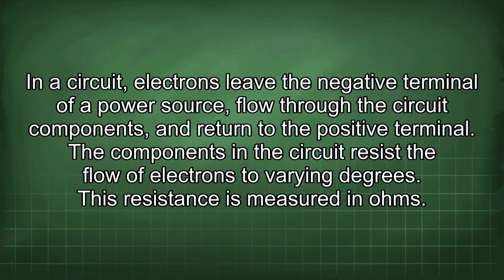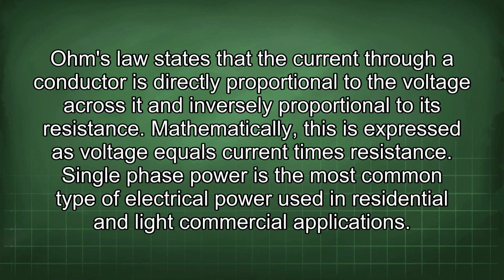In a circuit, electrons leave the negative terminal of a power source, flow through the circuit components, and return to the positive terminal. The components in the circuit resist the flow of electrons to varying degrees. This resistance is measured in ohms. Ohm's law states that the current through a conductor is directly proportional to the voltage across it and inversely proportional to its resistance. Mathematically, this is expressed as voltage equals current times resistance.